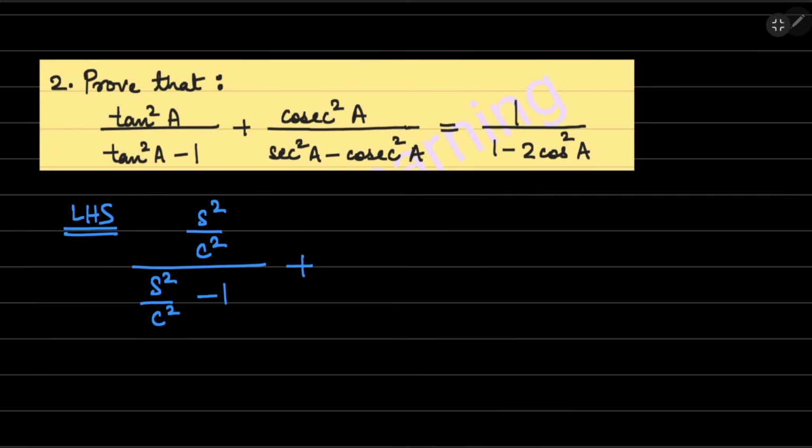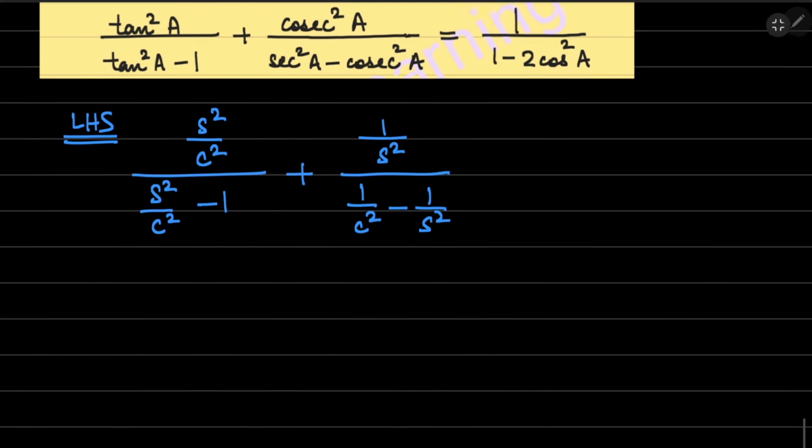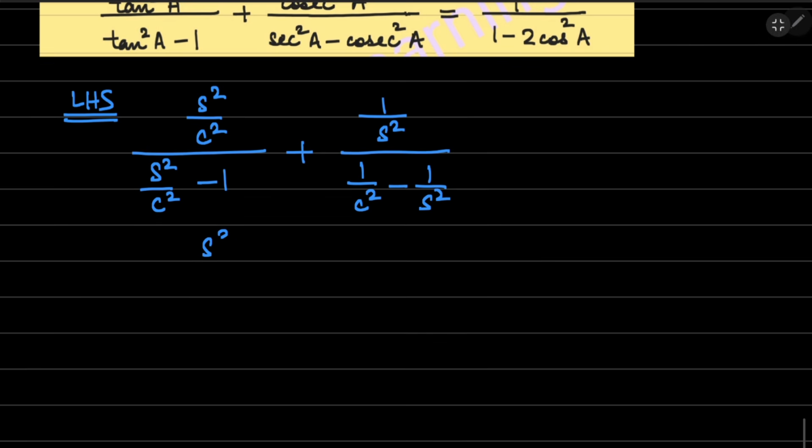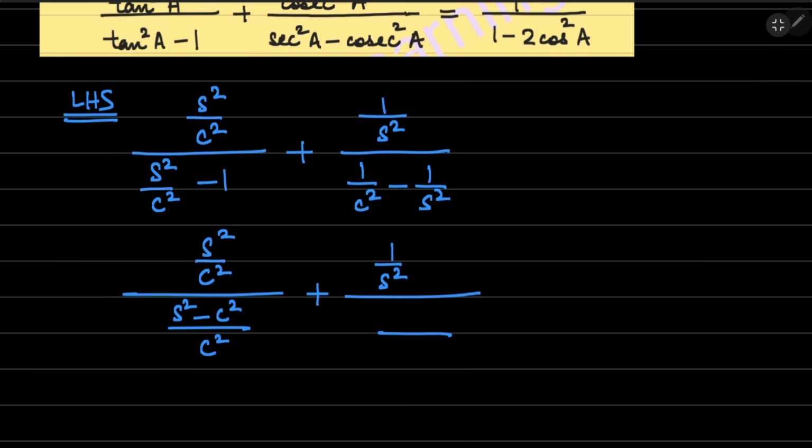There is a plus here. Cosecant square is nothing but 1 by sine square divided by 1 by cos square minus 1 by sine square. Take the LCM in the denominator. So sine square by cos square is the numerator divided by sine square minus cos square. I'm just doing it directly. Just take the LCM plus 1 by sine square whole divided by denominator term.